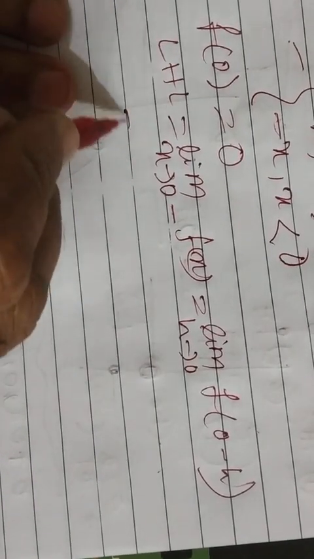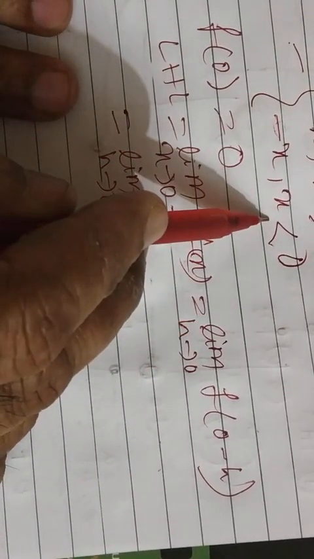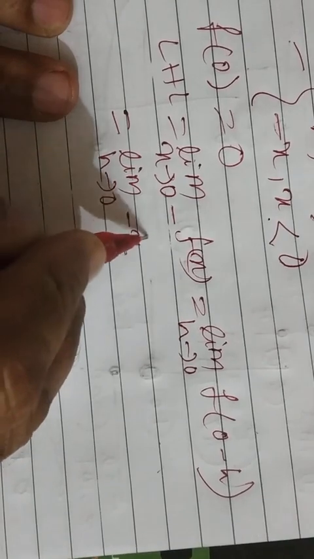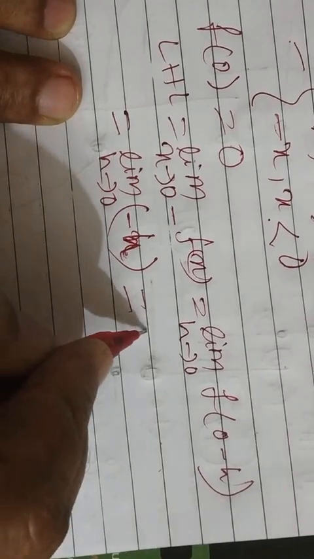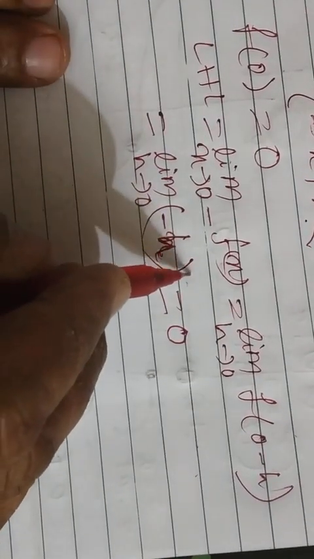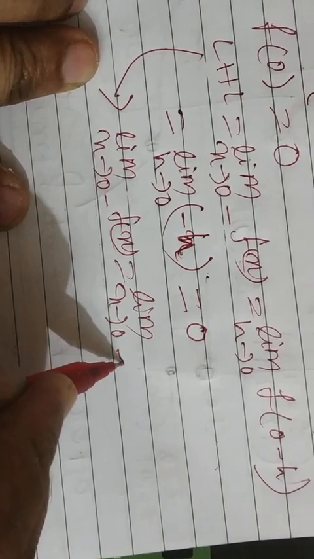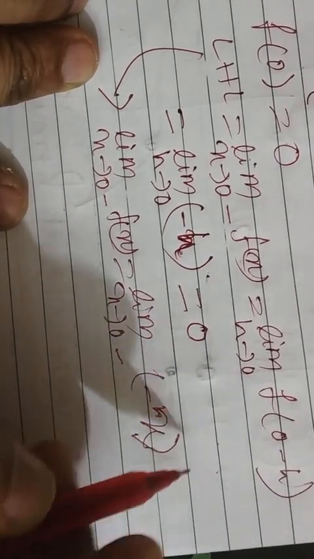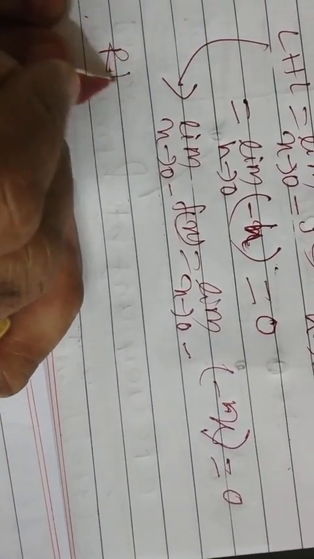0 minus h is less than 0. Limit h tends to 0, what is it? It is minus h, and that is 0. I can also write this directly, that is, limit x tends to 0 minus f(x) is limit x tends to 0 minus of minus x. It is 0. And next, what about RHL?